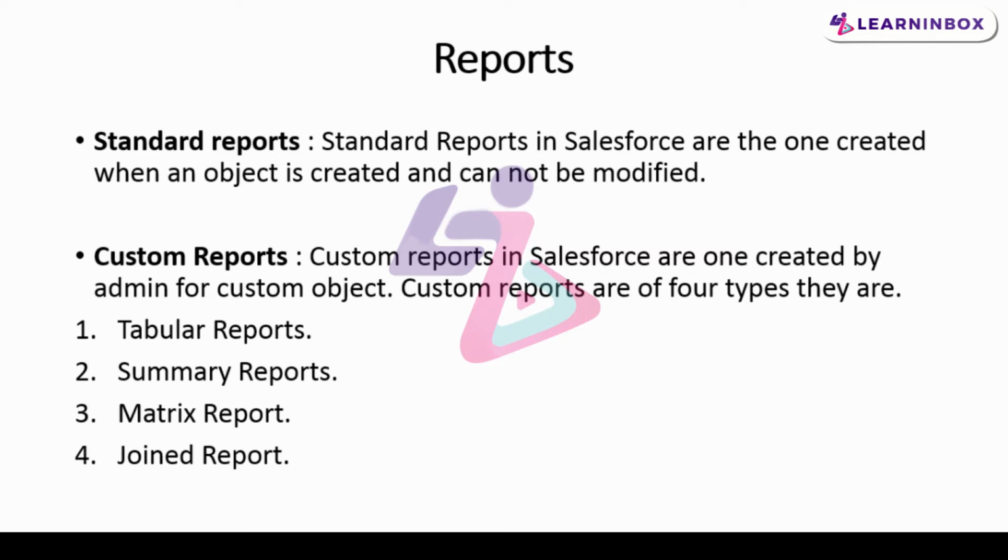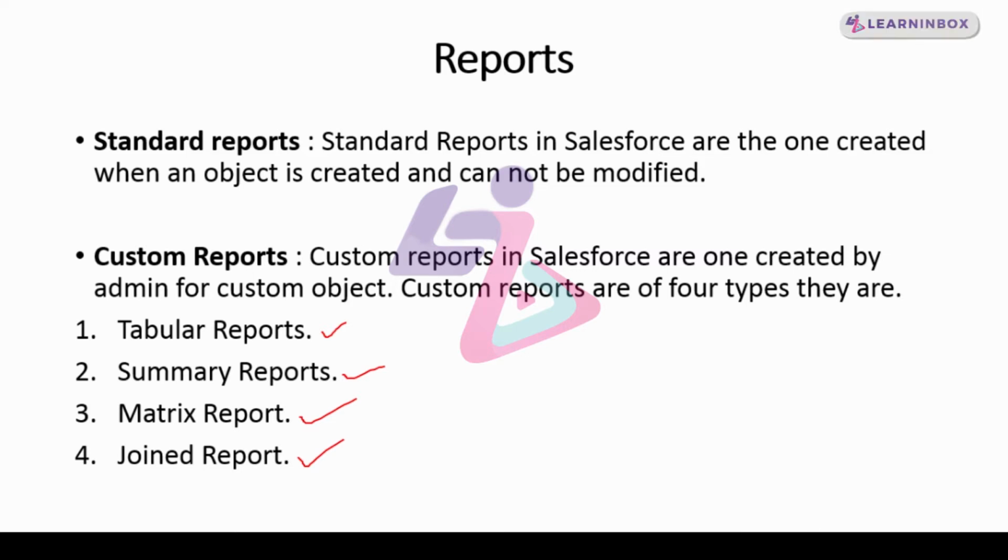Now there are four types of custom reports we have in Salesforce. The first one is tabular reports, then summary reports, then matrix reports and join reports. What are tabular reports? They are the simplest kind of reports. Here in tabular reports, it is similar to a spreadsheet where there is an ordered set of fields in columns and each matching record is listed in a row. So that's my tabular report, the simplest kind of custom report.